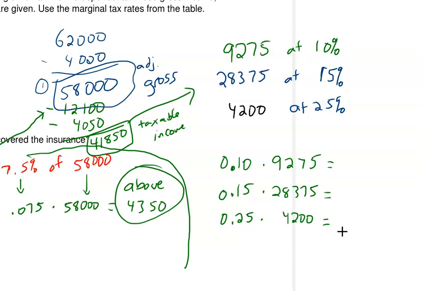So 10% of 9,275 is going to be 927.5. 15% of 28,375 is going to be $4,256 and 25 cents. And then 0.25, that's really a quarter, which is, you just divide by 4. I'm being lazy here. You get 1,050.